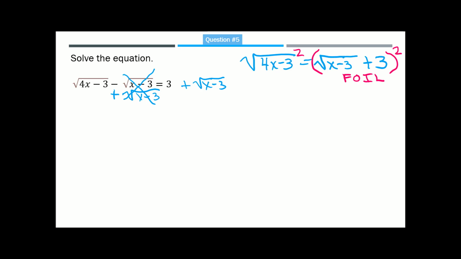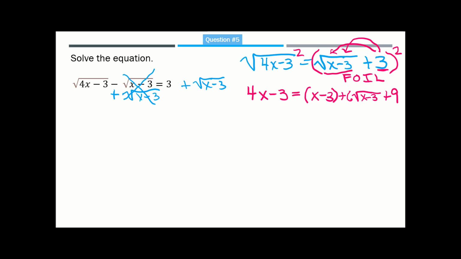All right, so when we square that radical on the left, the radical drops off and we get 4x minus 3 equals, the first term is going to be the square root of x minus 3 squared. Again, that's going to drop off and just give me x minus 3. I'm going to keep that together for now. The outer terms are going to be 3 times the square root of x minus 3. Inner is going to be another 3 times the square root of x minus 3. So we're going to end up with 6 square roots of x minus 3. And then the last term is going to be 3 times 3, plus 9.